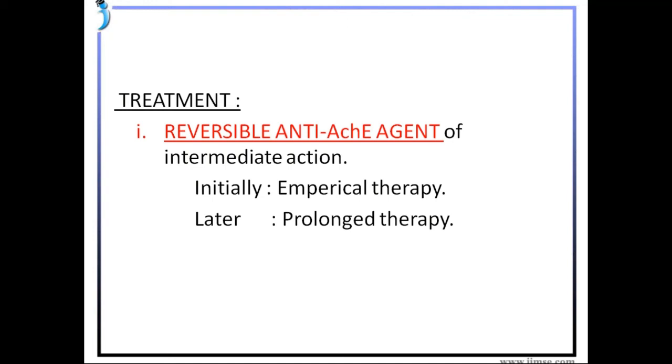Now, why are we considering only reversible? It is because myasthenia gravis has very timely changes in its symptoms. To adjust the dose, it is easy to use reversible drugs, whereas irreversible ones have a rather long action and it is very difficult to control the desired dose. That is the reason we don't use irreversible drugs.